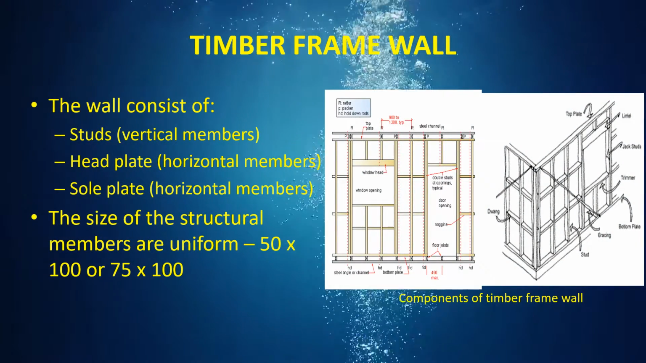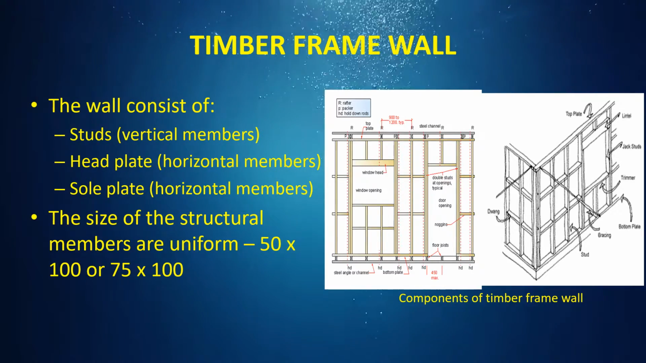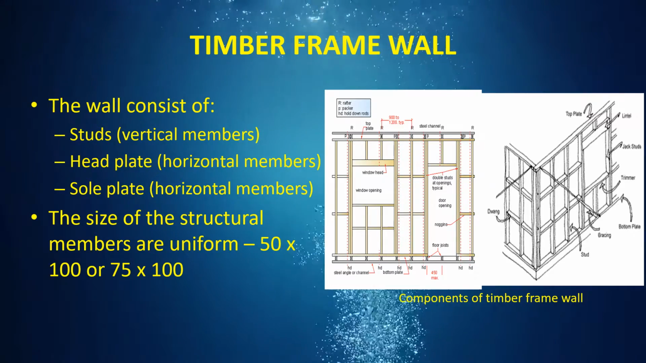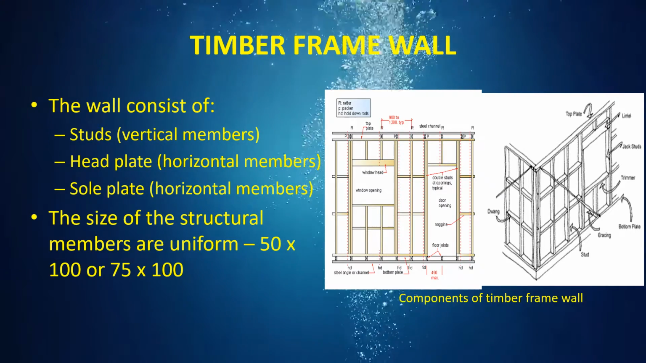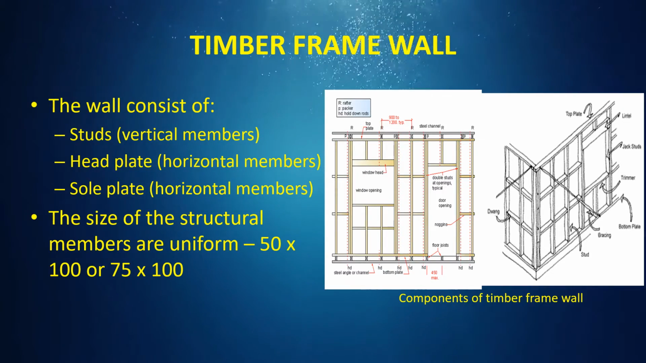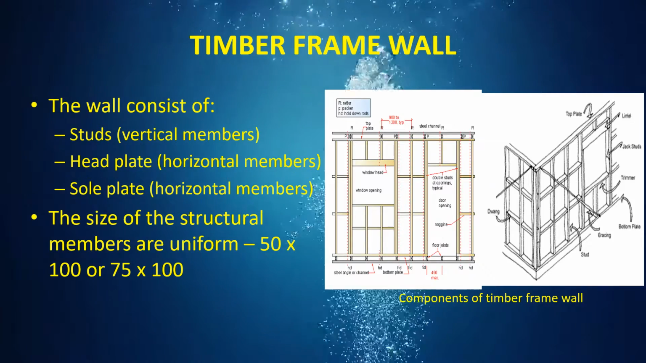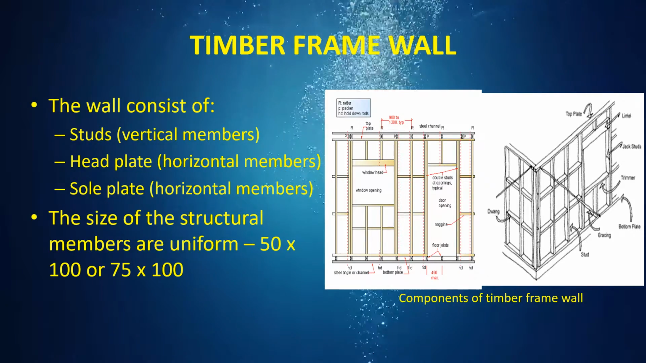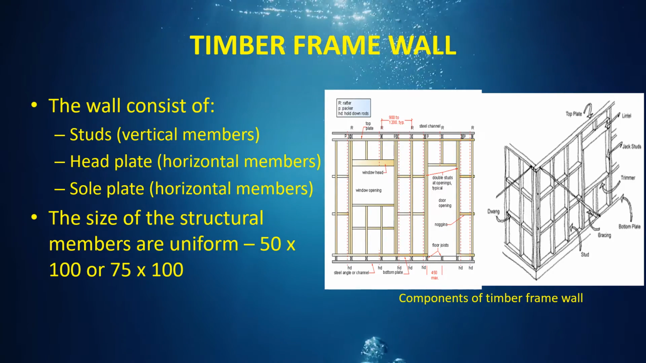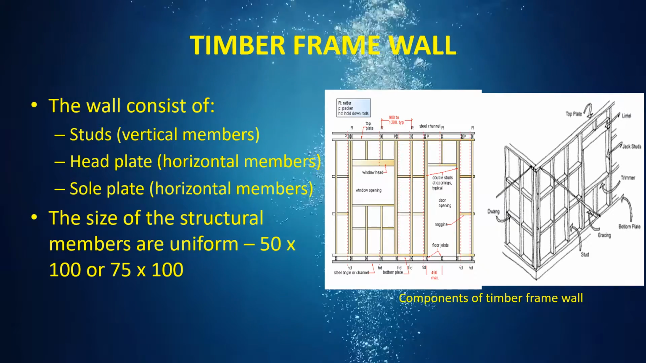The timber frame wall component consists of number one, studs, which are the vertical members. Number two, head plate, which is the horizontal member. Number three, sole plate, which is also a horizontal member. The size of the structure members are uniform, such as 50 mm by 100 mm or 75 mm by 100 mm.